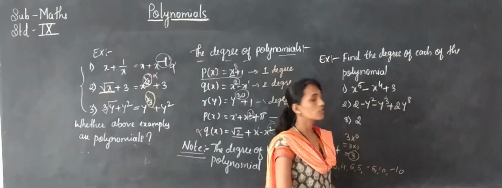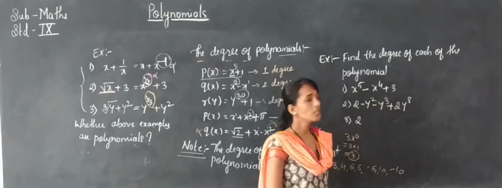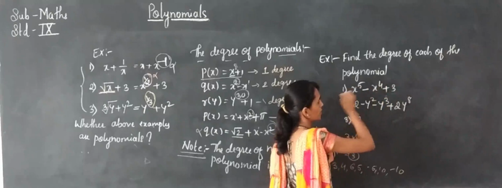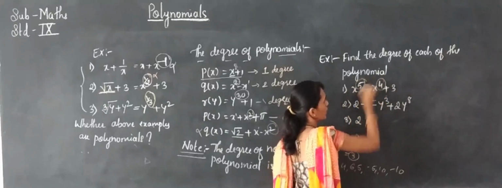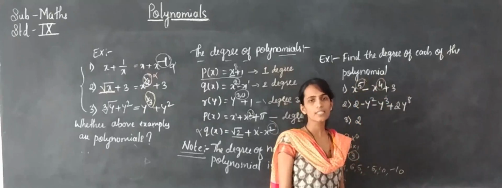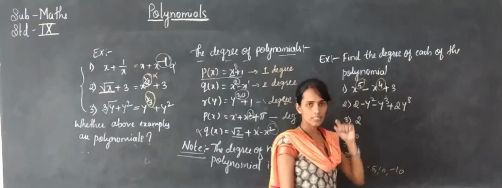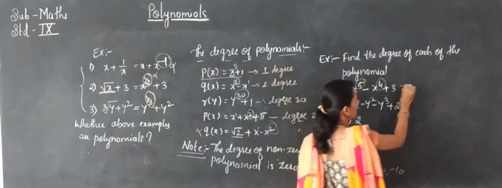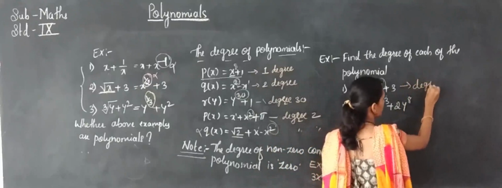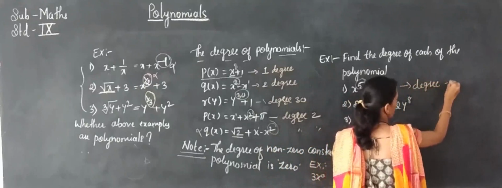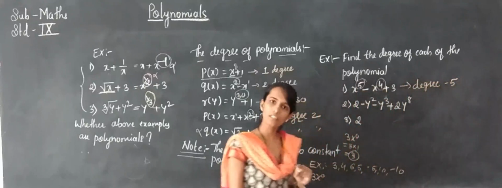How do we find the degree of the polynomial? We have to check all the exponents: 5, 4. Which is greater? 5 is bigger, so the degree of the polynomial is 5.